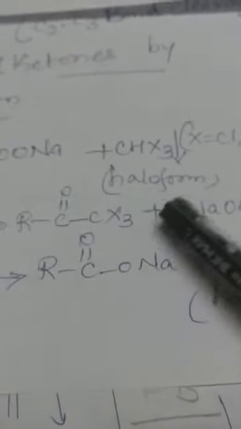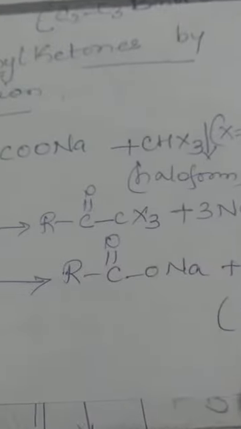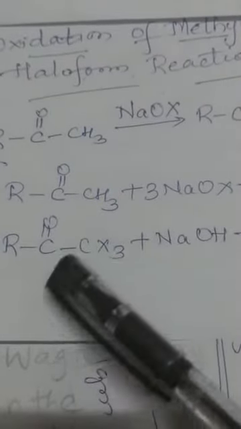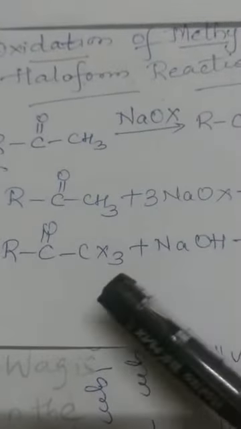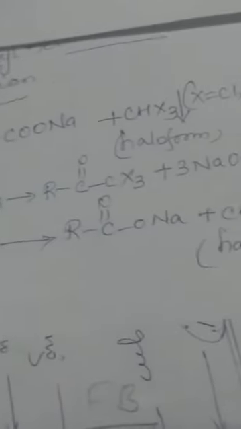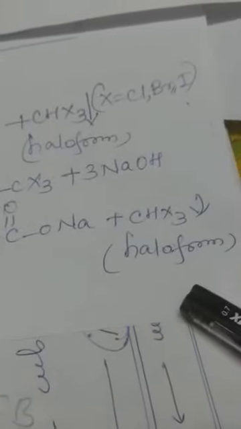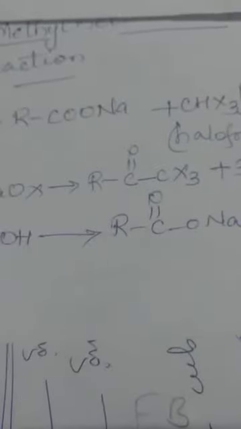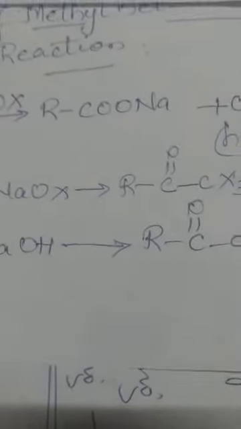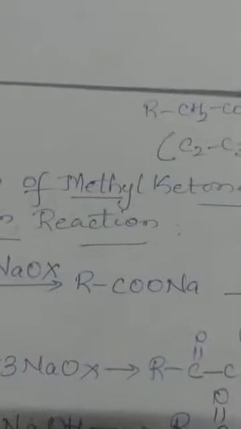Now this product RC double bond O CX3 in turn reacts with another molecule of NaOH, so that you will get CHX3 haloform and RC double bond O ONa. The product formed is the sodium salt of the corresponding carboxylic acid and haloform. So this is the haloform reaction. In particular, let us look into the iodoform reaction.